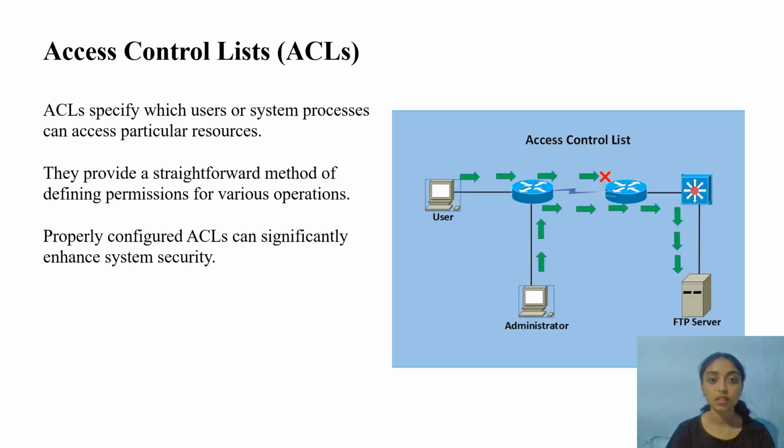Access control list, also called ACLs. ACLs specify which users or system processes can access particular resources. They provide a straightforward method of defining permissions for various operations. Properly configured ACLs can significantly enhance the system security. The access control list works first on the user, then it goes to the administrator, and at the last it travels to the FTP server.